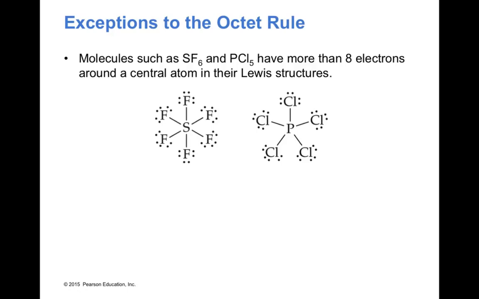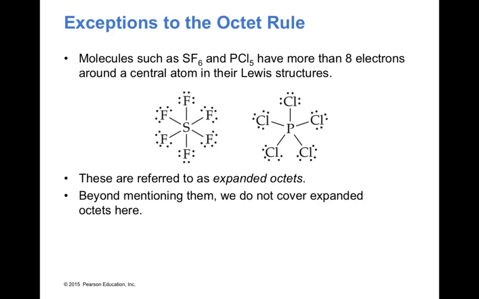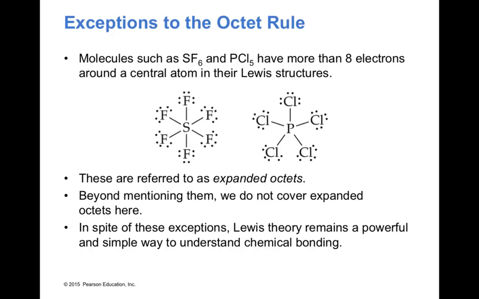So we can hold more than 8 electrons. Okay, so these are referred to as expanded octets. We mentioned them, but we do not cover expanded octets here. We just want to give you an example that these are some exceptions. Some of them have more than 8, some of them have less than 8 electrons. In spite of these exceptions, Lewis theory remains a powerful and simple way to understand chemical bonding.